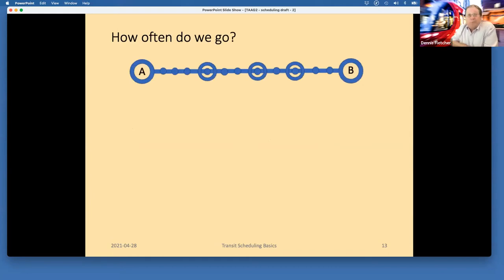So how often do we go? The level of service on a route, or the headway, is sometimes determined by demand, sometimes by policy, and sometimes by either one, depending on the route. Both are usually influenced by financial constraints. Virtually all systems have a mix of both of these: policy headways and demand-based headways. Even small systems might have 30-minute service during the peaks and 60-minute service in the evenings. So that's our five questions.